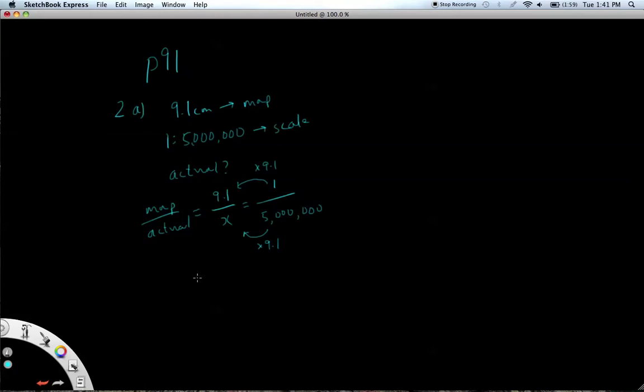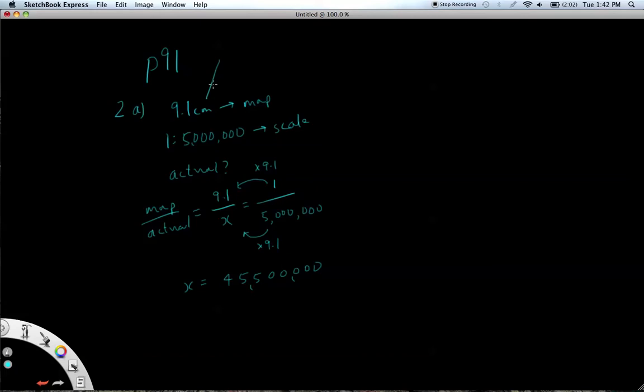So when I grab my calculator, I do 5 million times 9.1, that gives me this number. So x is equal to 4, 5, 1, 2, 3, 4, 5. So that works out to 45,500,000. Now what should the units be here?